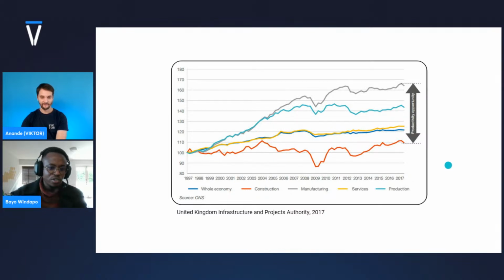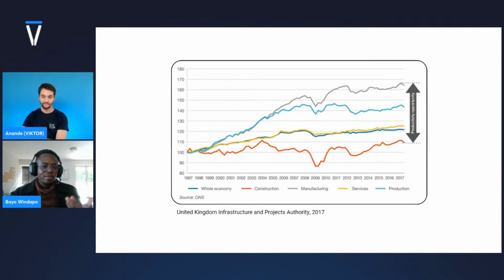According to research that I found, done by the United Kingdom Infrastructure and Projects Authority, the overall AEC industry has only grown in productivity by just 10% over the past 2 decades. It lags behind the manufacturing and agricultural sectors, which have seen 70% and 40% growth, respectively.